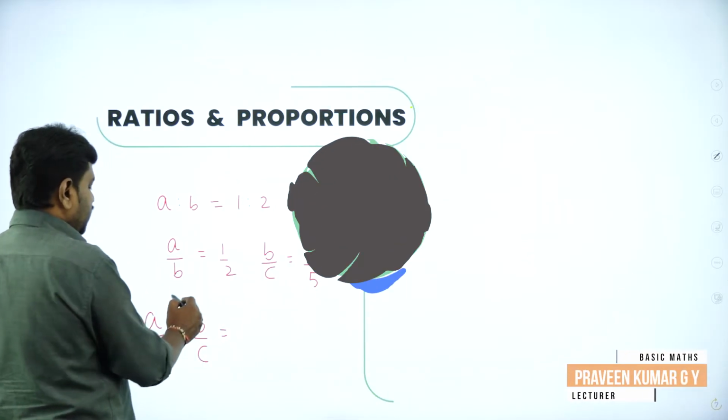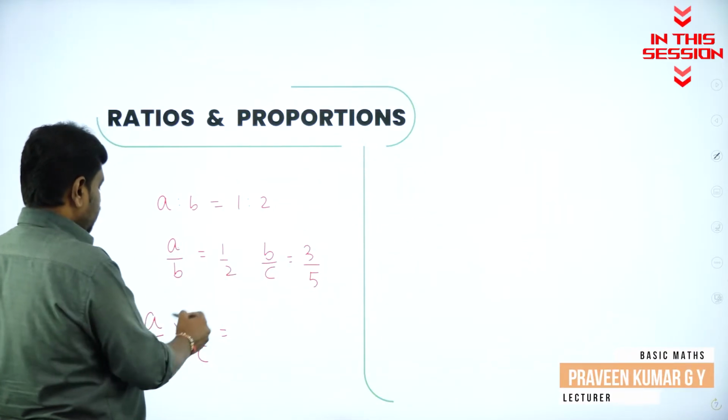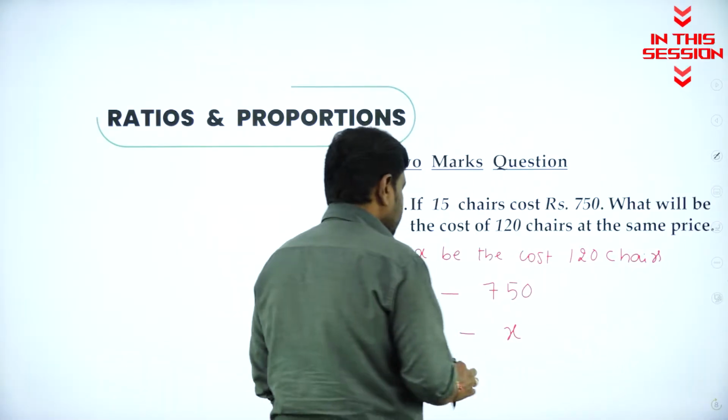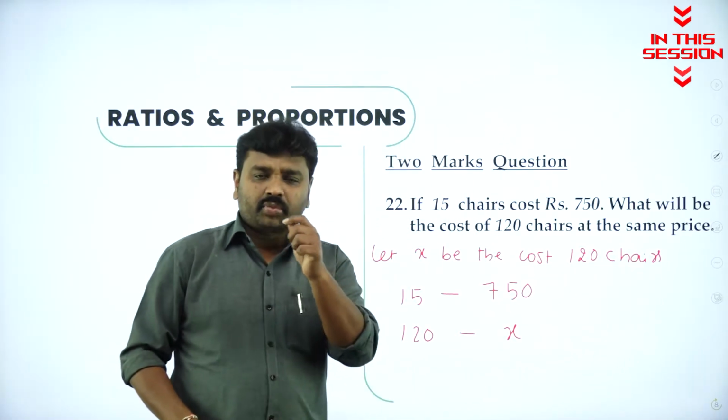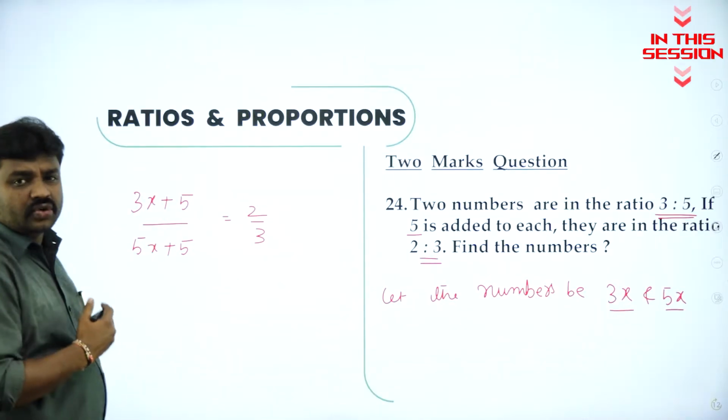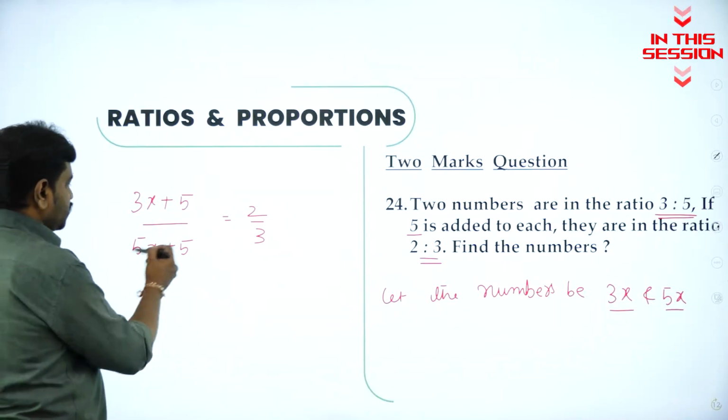Or see A by B, LHS into LHS, A by B into B by C. A by B is 1 by 2. So now, dear students, first you have to decide whether it's a direct proportion or inverse proportion. Sum of numbers is 40, means x plus y, if you take it is 40. When you add 5 to each number, the ratio will become 2:5. Now cross multiply.